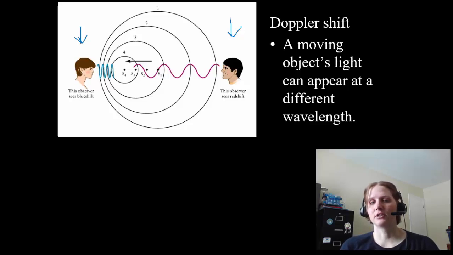So if the light source is moving towards you, it's going to appear to be higher energy. We call that a blue shift. It means shifted to the higher energy. If the light source is moving away from you, we call that a red shift. Right? The light has shifted to a lower energy.